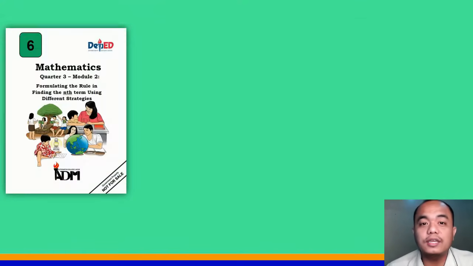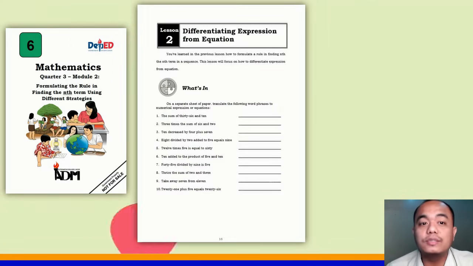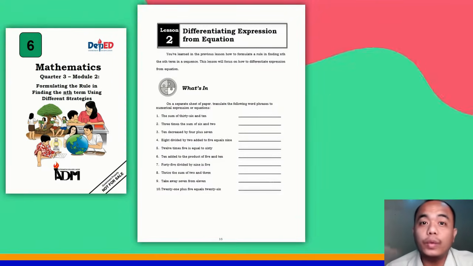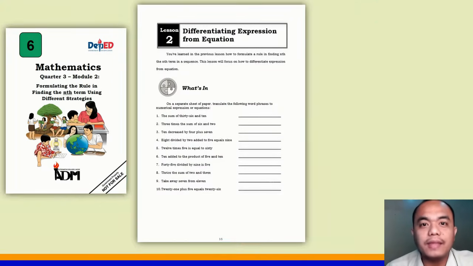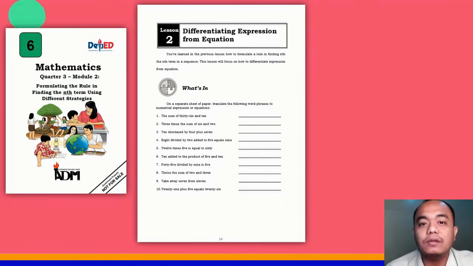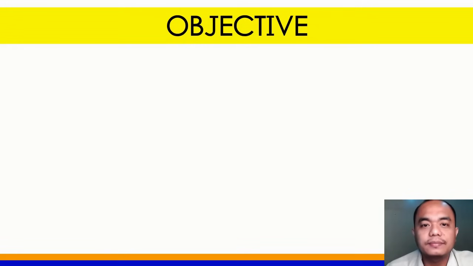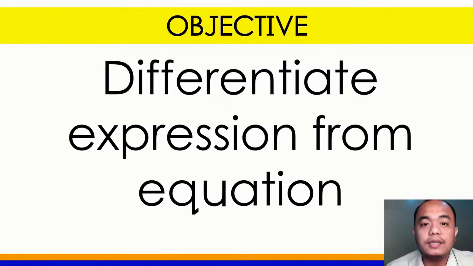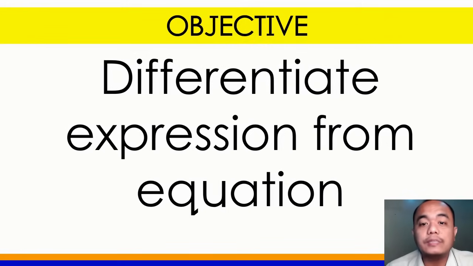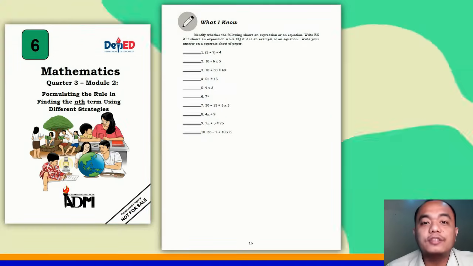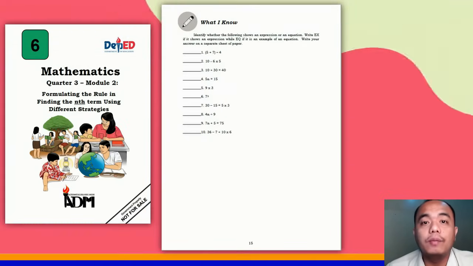And now let's proceed to your Lesson 2, still in your Module 2, Week 2 for Quarter 3 in Mathematics 6. And this is about differentiating expression from equation. So again, our objective for this lesson is to differentiate expression from the equation. So let us have first the What I Know part of your module. We will answer it all together.